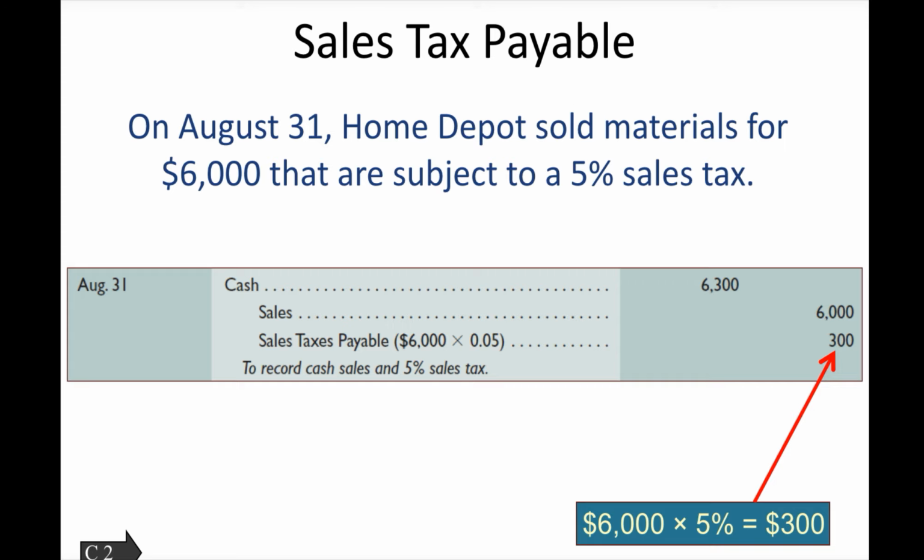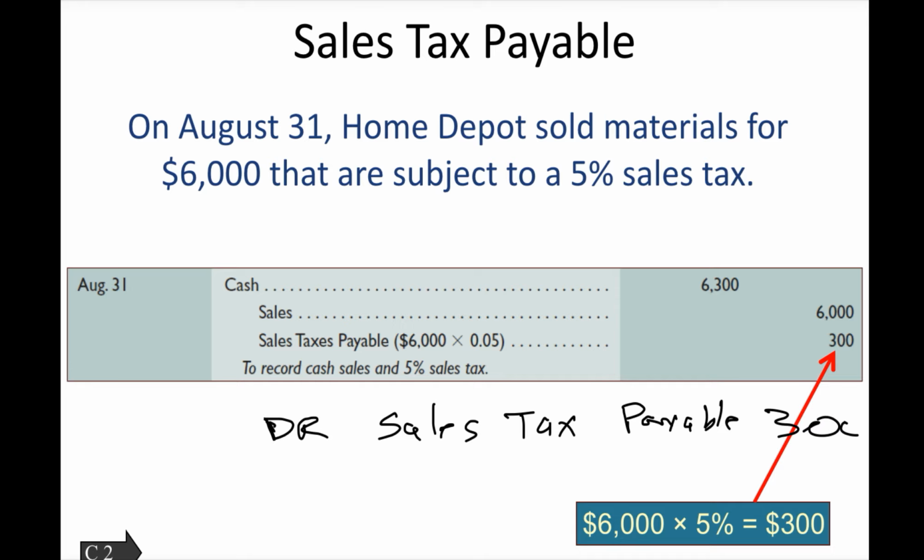So, obviously when the time comes, and I'm sure we'll touch on this more in a minute, when the time comes to pay Uncle Sam or whoever you're collecting this for, then you would have a debit to whatever your payable was, in this case sales tax payable, and a credit to cash.